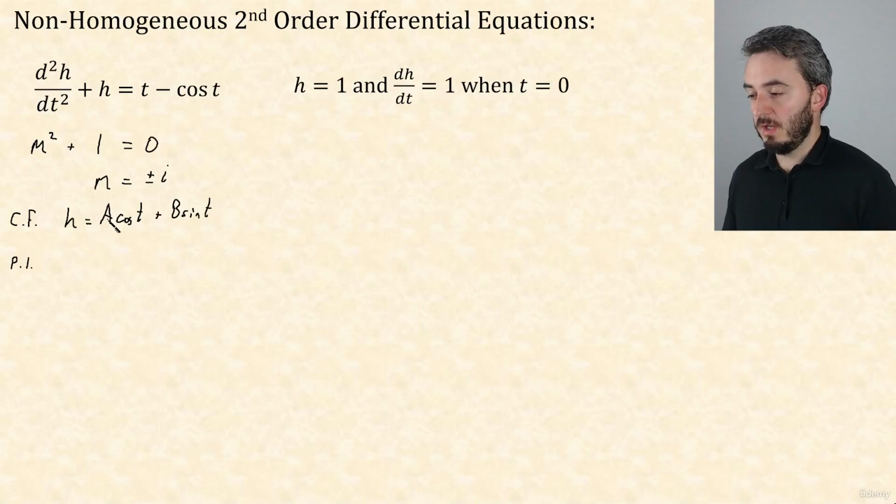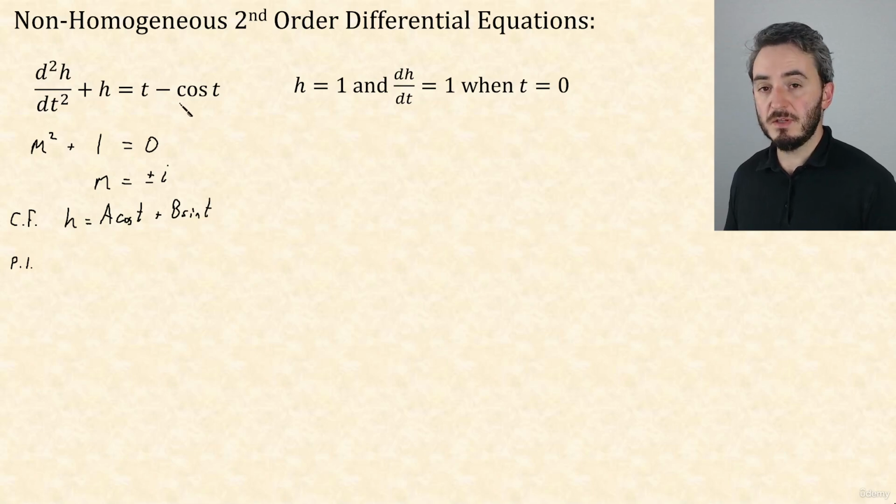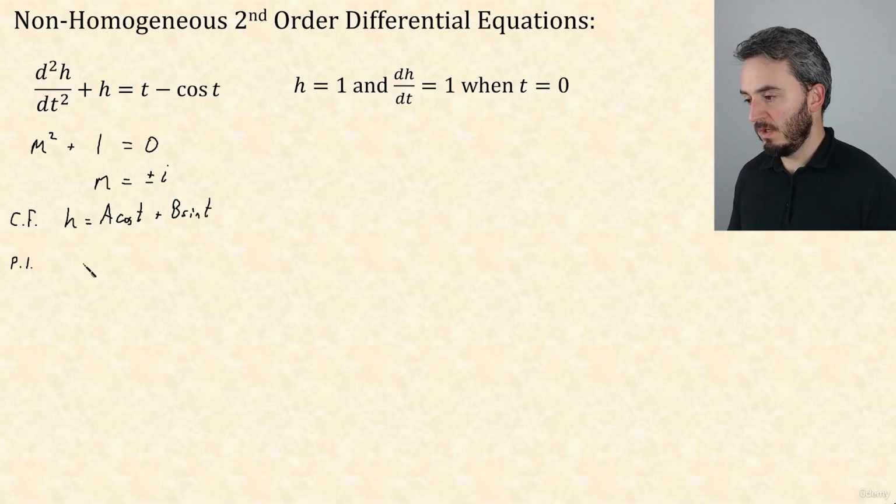But of course, cos t and sine t are already in our complementary function, so they would just disappear in this. We'd never get a cos t. So this means our particular integral is going to have to be a general linear term, and then some amount of t cos t and some amount of t sine t. So we're going to have quite a lot of letters here.